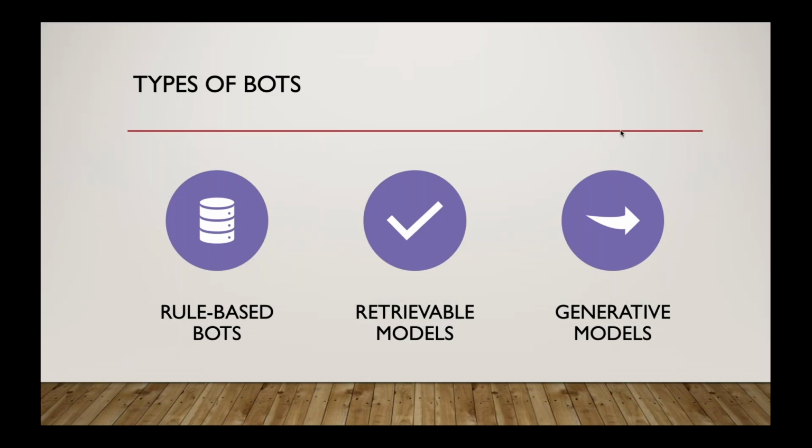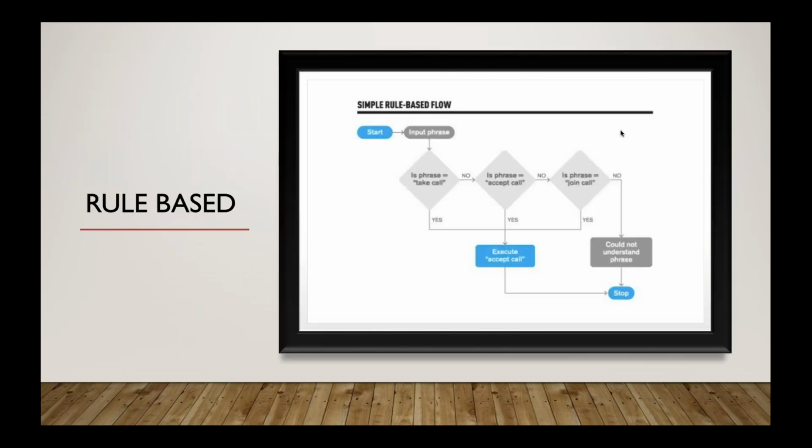So the industry presently has 3 different kinds of bots, right? You have rule-based bots, which have been there from the 1990s. And right now we are having retrieval models, and the future again is about generative models. Now, if you look at rule-based models, this is about how you are defining every single step that the bot is taking, right?